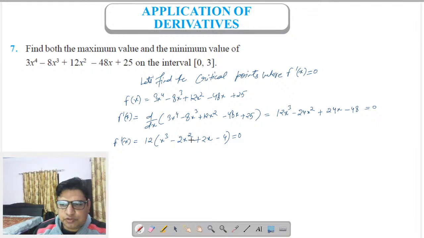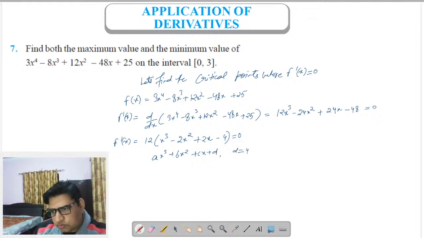Now we have x cube minus 2x square plus 2x minus 4, and if we need to find the factor of this, we compare the given equation with the standard cubic equation, which is ax cube plus bx square plus cx plus d. Here d is equal to 4, so the factors of 4 are plus minus 1, plus minus 2 and plus minus 4.